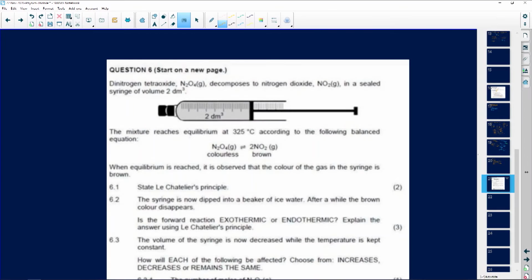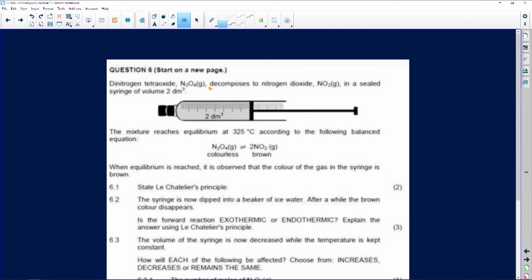So this was question number 6, and it was from Leah Mlunui. So we have dinitrogen tetraoxide, and it's given to us, decomposes to nitrogen dioxide. Already you can see the trend. The previous question also said decomposes. Decomposition is a type of reaction, and we have certain things that happen or are given off. So we have NO2 gas, which is sealed in a syringe. We have a volume of 2 cubic decimeters.